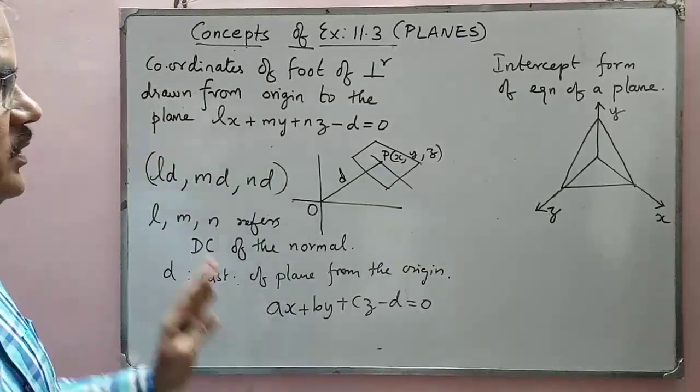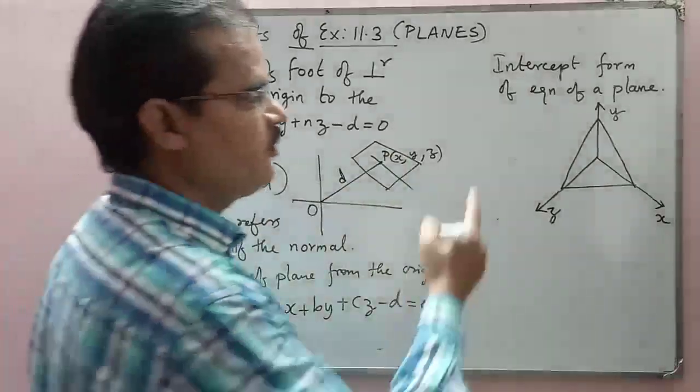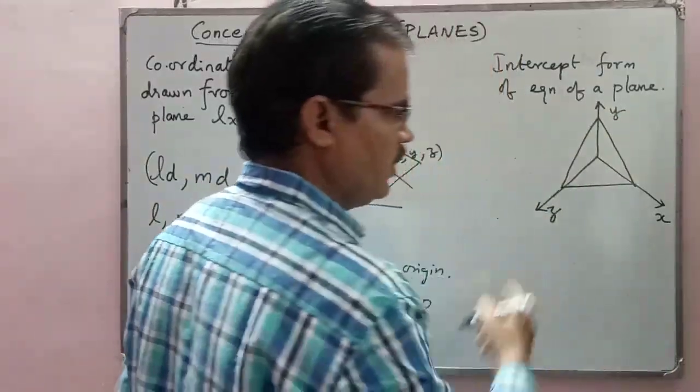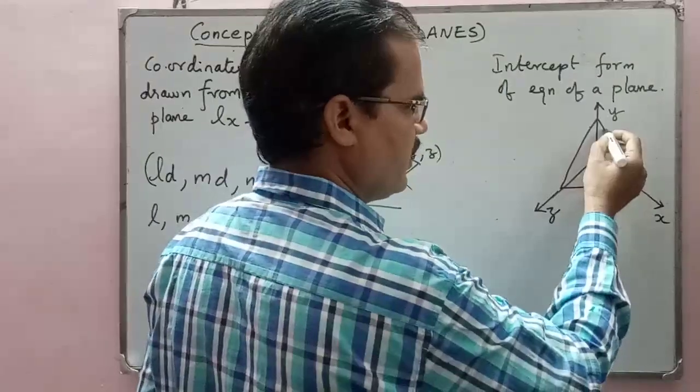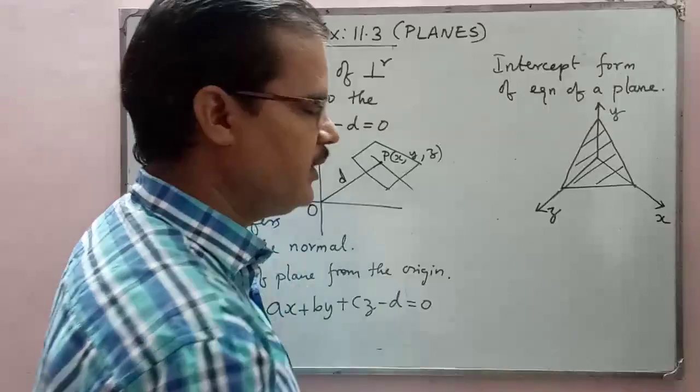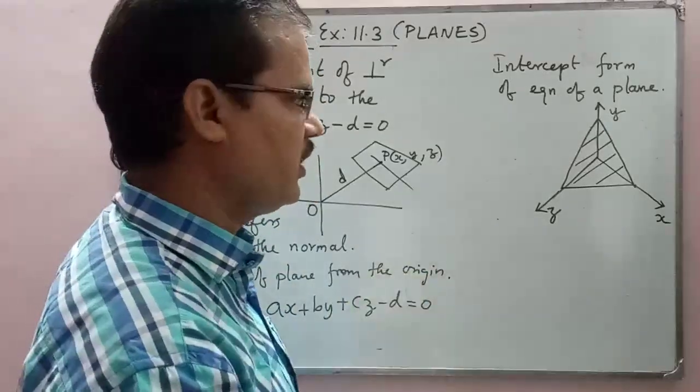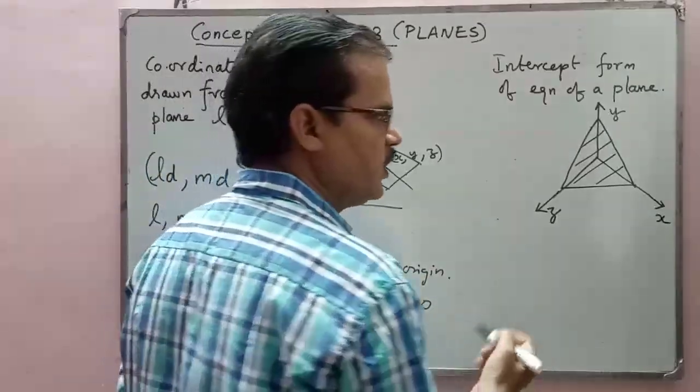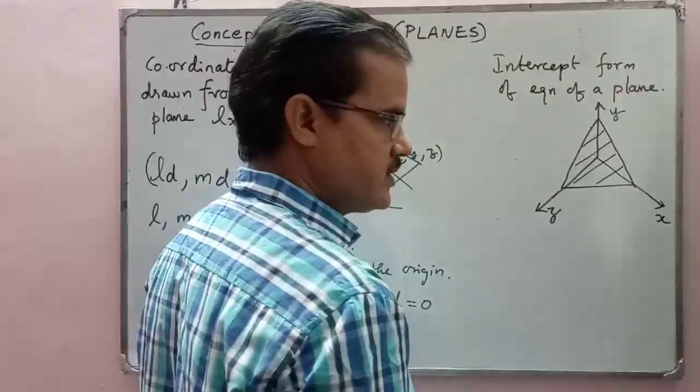Okay. The final equation is the intercept form of the equation of a plane. I have drawn a plane here. This is a plane. Don't ever think that a plane will always be drawn in the shape of a rectangle or square, any quadrilateral. It can be of any shape. So imagine that this is a plane.